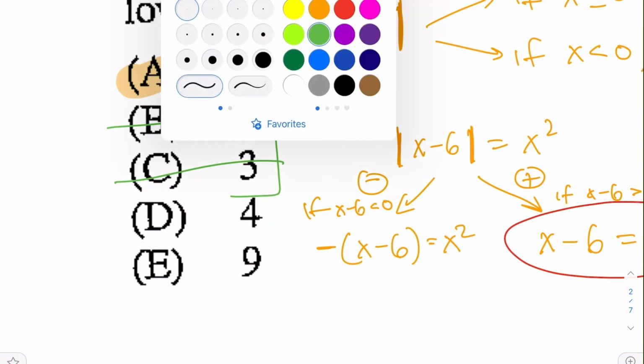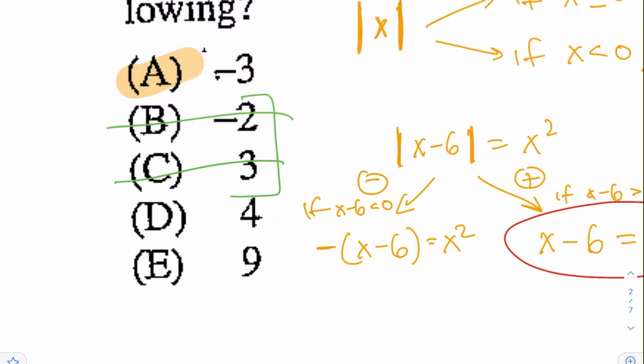So the answer is actually here. To solve for this, you can either divide both sides by negative 1, or you can take this negative 1 and distribute it to everything inside the parentheses. So that way is actually preferred. So let's use the distributive property. Negative 1 times x is negative x. Negative 1 times negative 6 is positive 6. And that's equal to x squared.